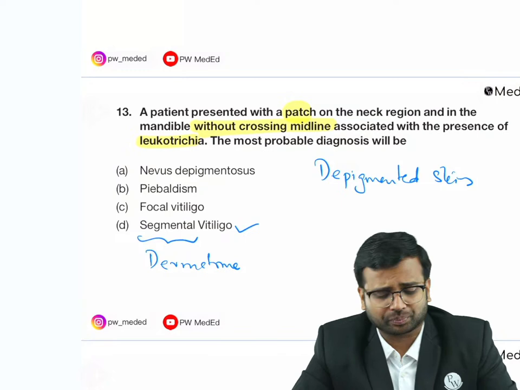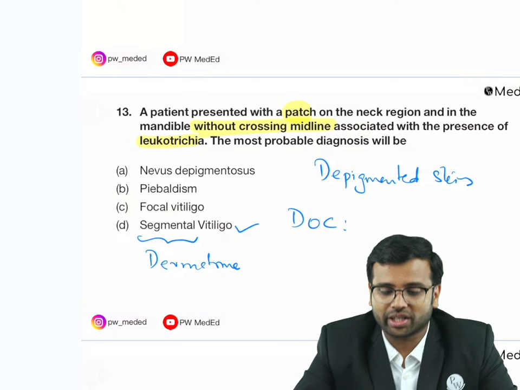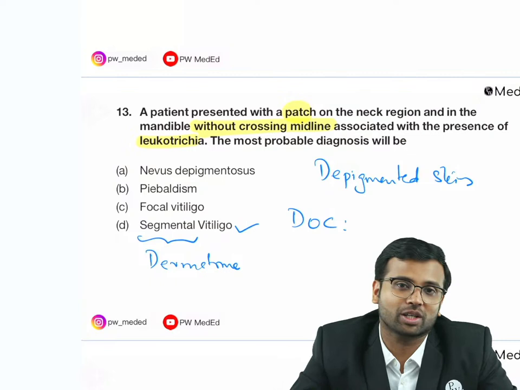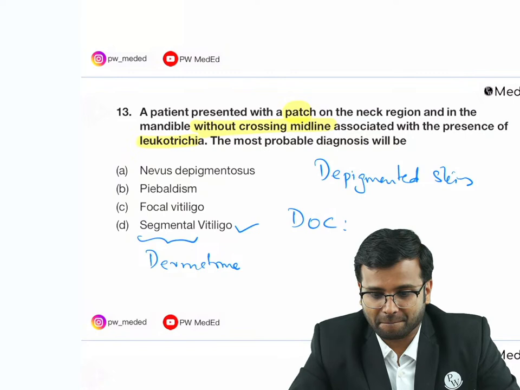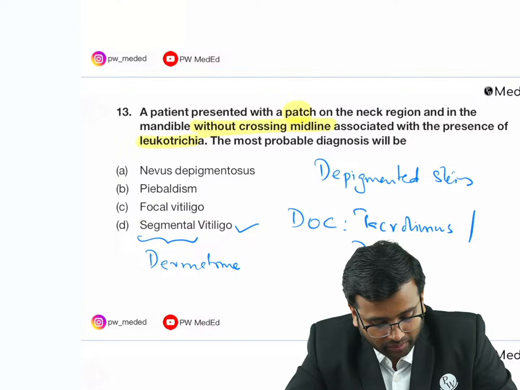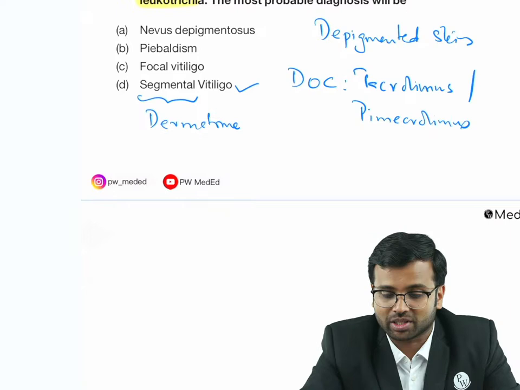Can anybody tell me what is a drug of choice when it comes to vitiligo? Is it steroids which is a drug of choice, or do we have any other choice? So what is a drug of choice when it comes to vitiligo? Yes, the drug of choice is going to be calcineurin inhibitors. So how many calcineurin inhibitors do you know? So this is going to be tacrolimus or pimecrolimus. So both these are going to be calcineurin inhibitors. So please don't make a mistake. The drug of choice of vitiligo is going to be calcineurin inhibitors, tacrolimus or pimecrolimus.